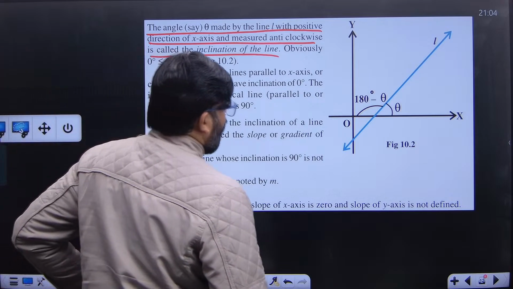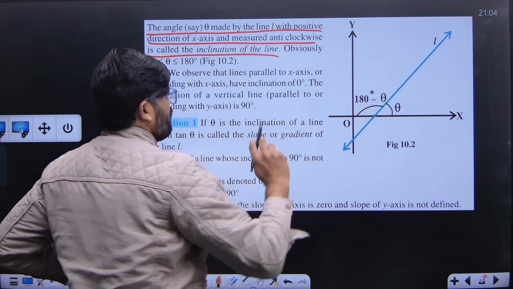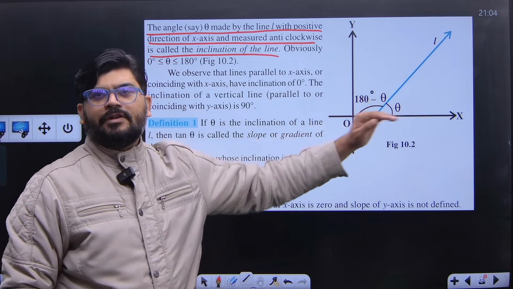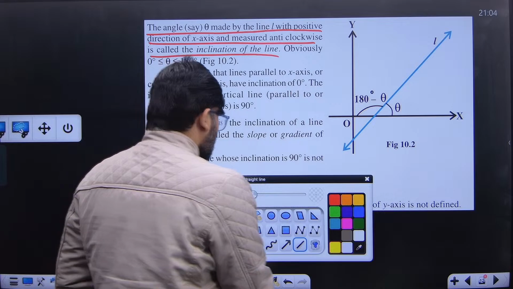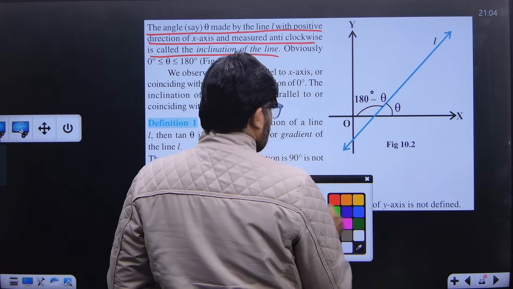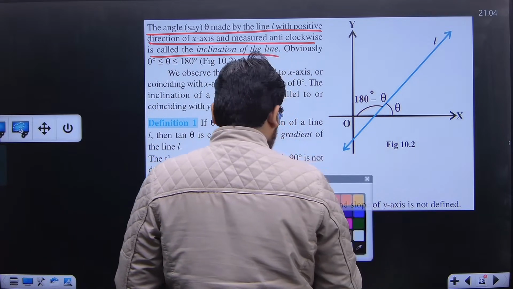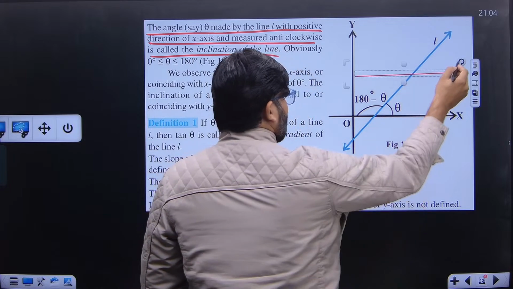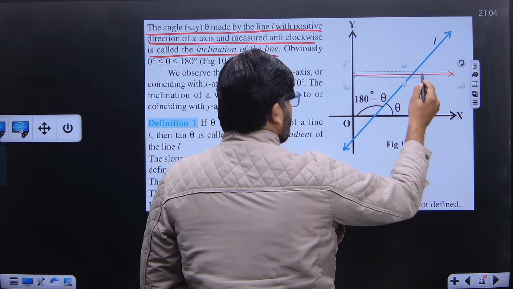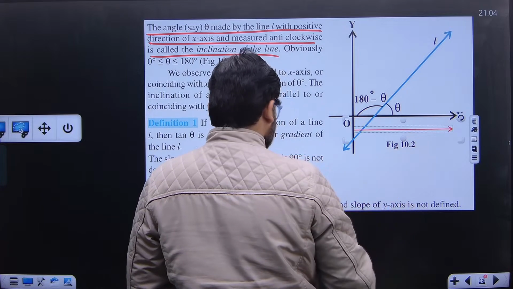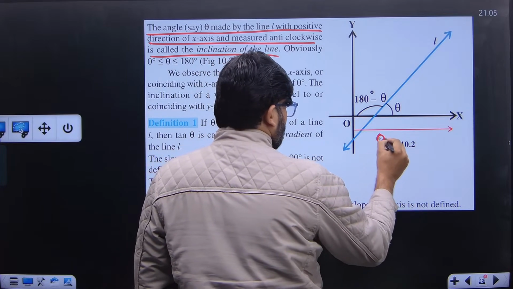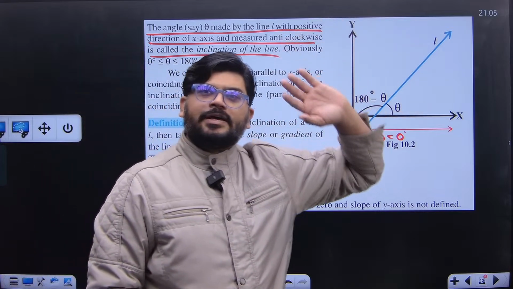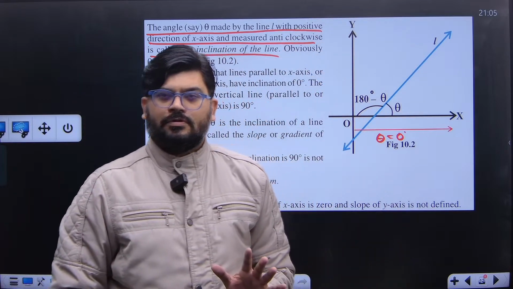Now, obviously theta is going to be not more than 180. The minimum angle theta will be 0 degree. Suppose I draw the line like this, parallel to the x-axis. What is the angle of this line which is parallel to the axis? It is 0. Theta is 0 because it is parallel to the x-axis. Understood?